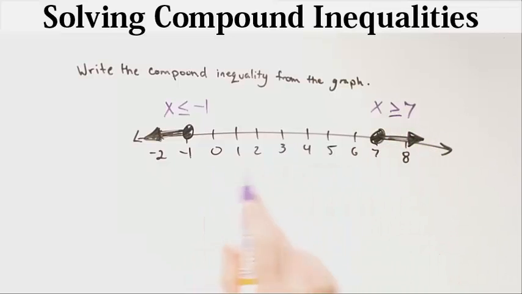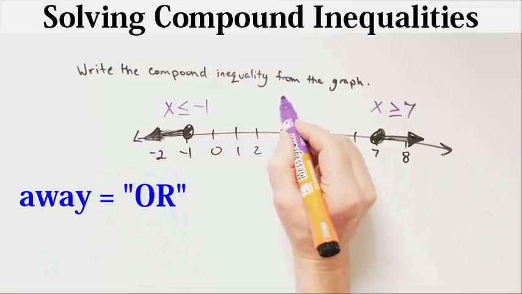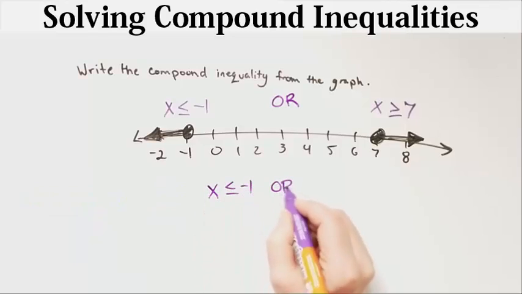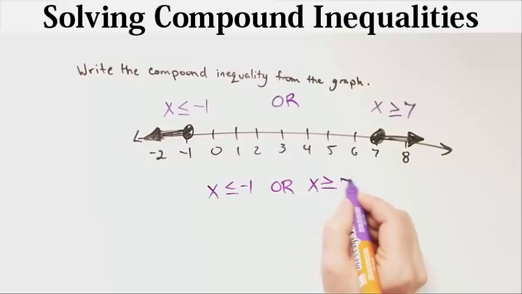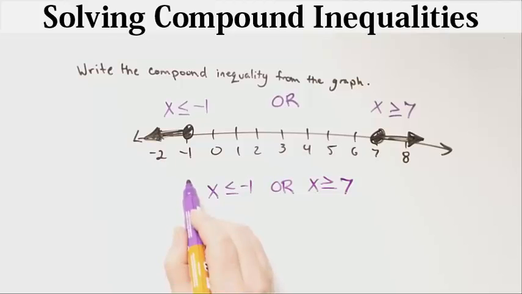So now we just need to know what word connects these. They are going away from each other. Since they're going away, it's connected by a giant or word. So our answer is x is less than or equal to -1, or x is greater than or equal to 7. There is no way to lazy mathematicians squish it together. So this is your compound inequality, and you're done.